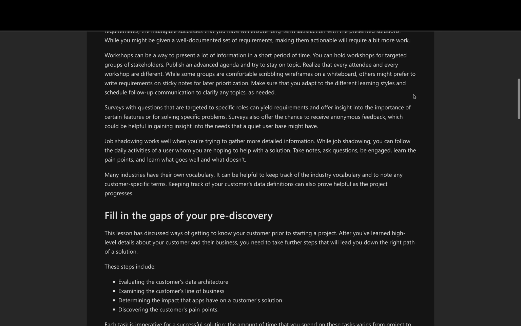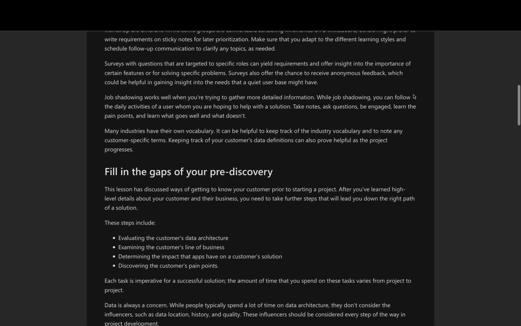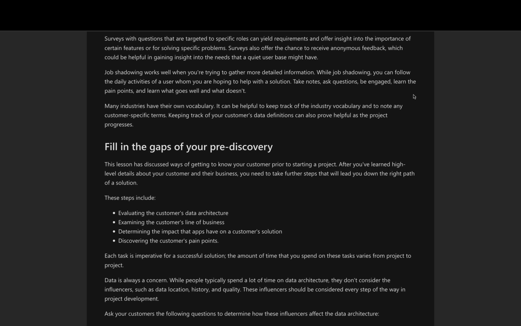Job shadowing works well when you're trying to gather more detailed information. While job shadowing, you can follow the daily activities of a user whom you are hoping to help with the solution. Take notes, ask questions, be engaged. Learn the pain points and learn what goes well and what doesn't.